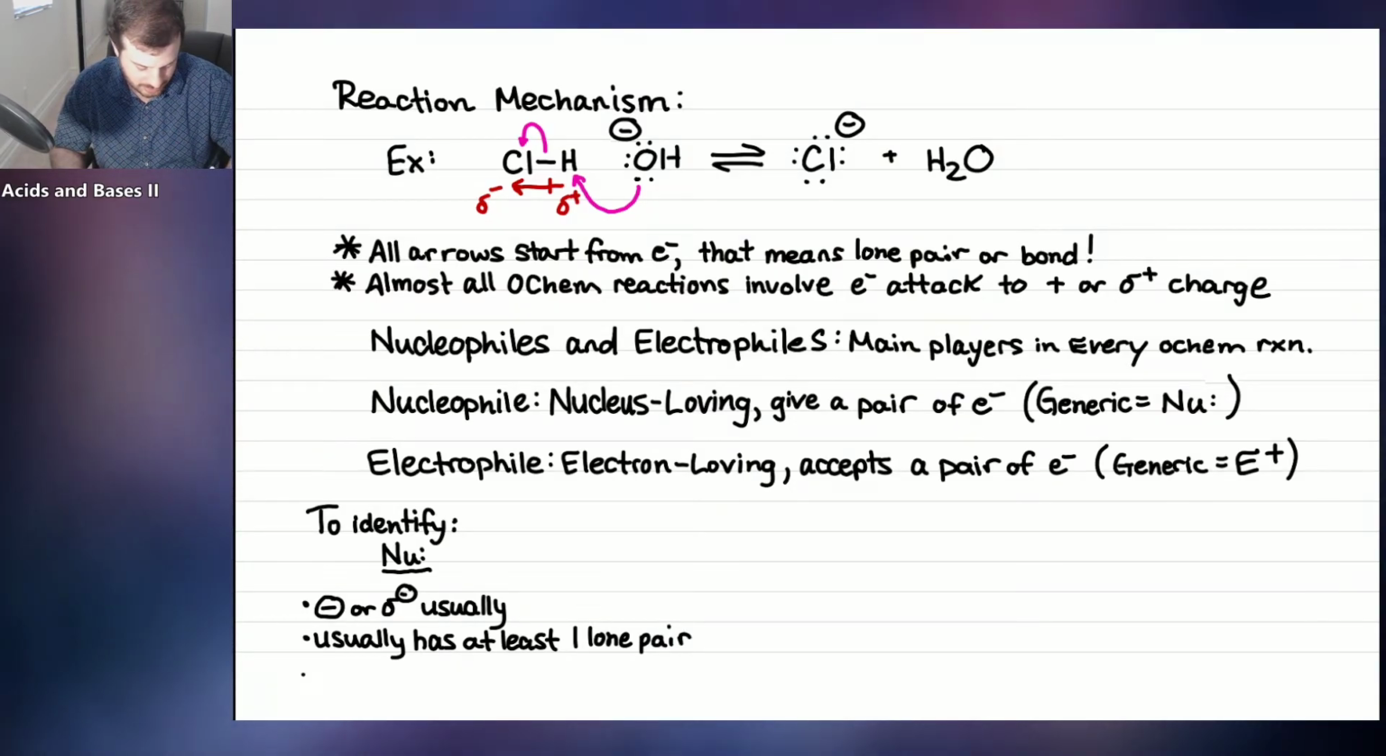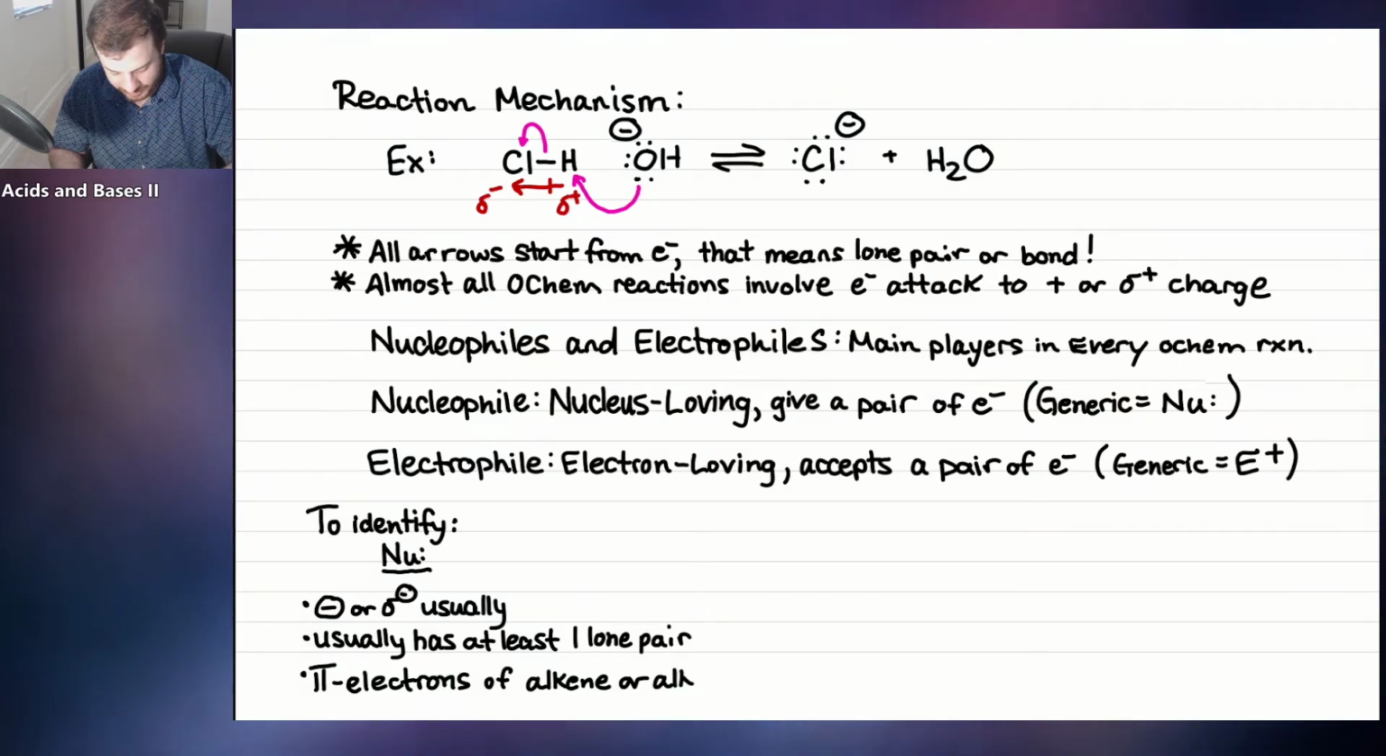And if it doesn't have a lone pair, it'll have pi electrons of an alkene or alkyne. Pi electrons, meaning the double or triple bonds, are usually nucleophilic. Not always, but usually.